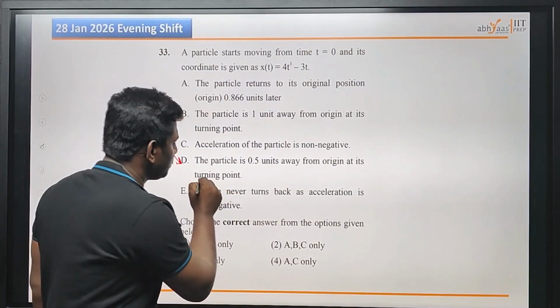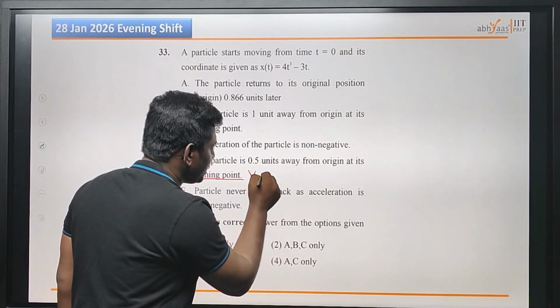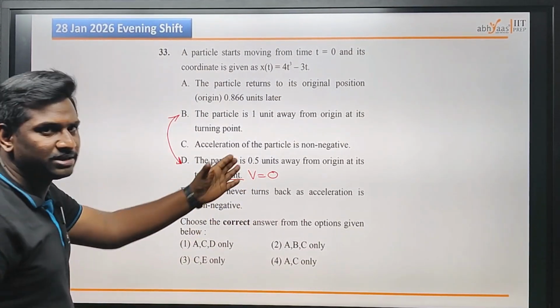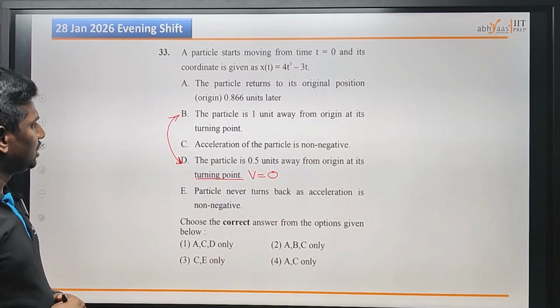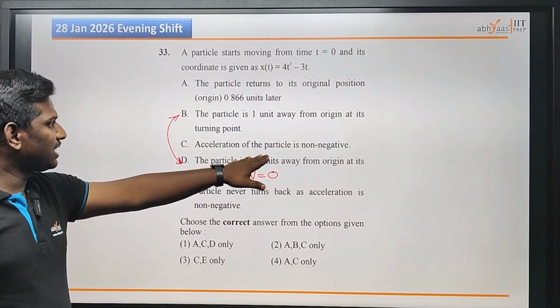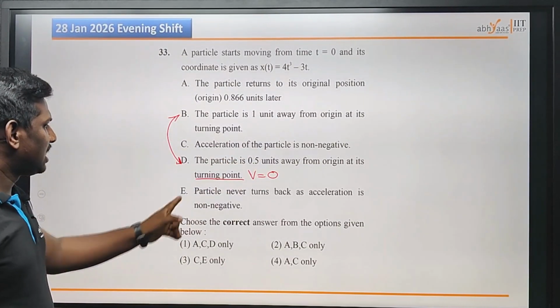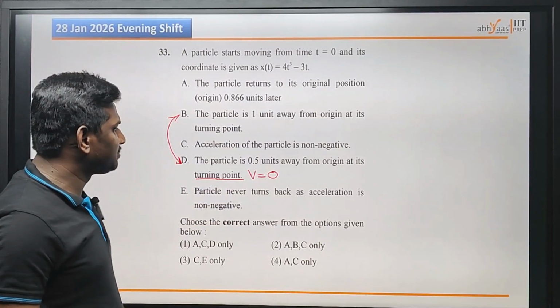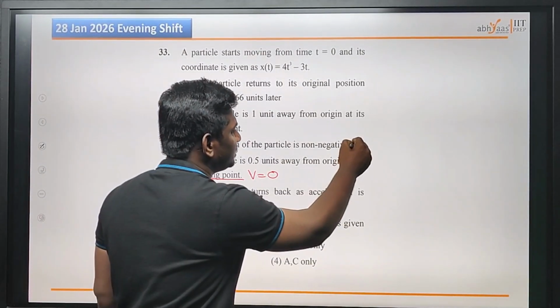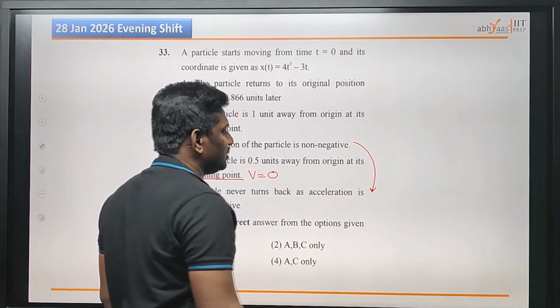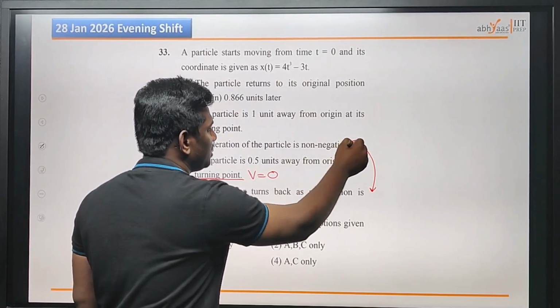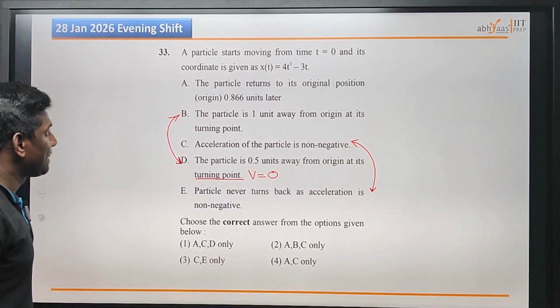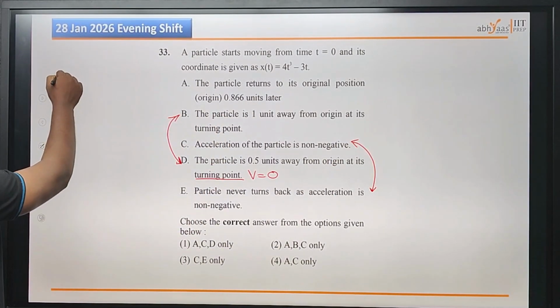What is the meaning of turning point? Velocity at a turning point is 0. That is the condition. Next one: acceleration of the particle is non-negative and the particle never turns back as acceleration is non-negative. You have to find these two. These two are a combination, and you have to find option A. So what is option A?